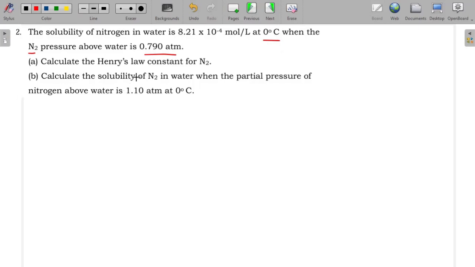Here we are using Henry's law, which states that the concentration, or in other words the solubility, is equal to the Henry's constant, Kh, multiplied by the partial pressure. This C is the concentration or the solubility of the gas in water. This Kh is the Henry's law constant that we want to calculate. And this P is the partial pressure of the gas above the liquid.